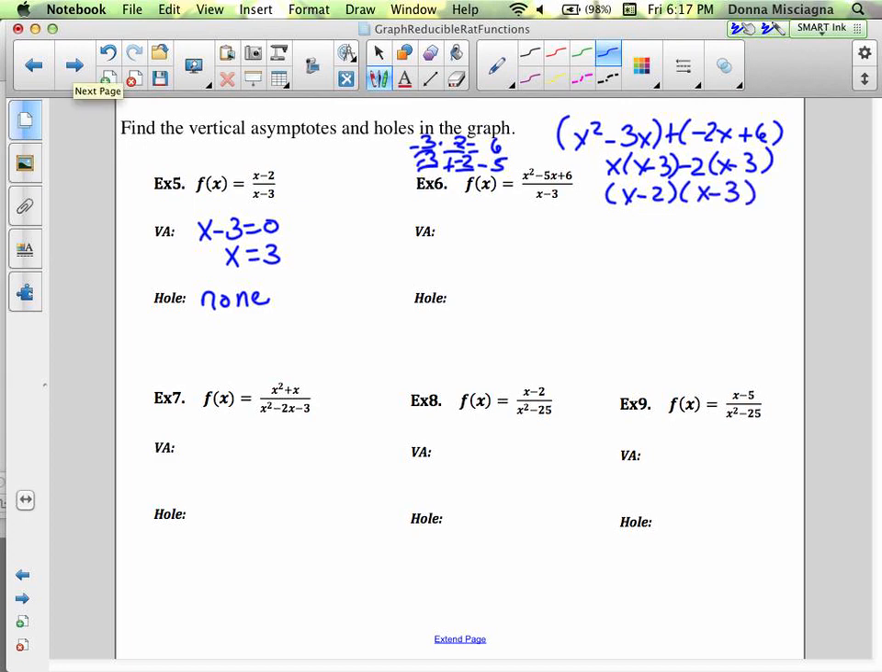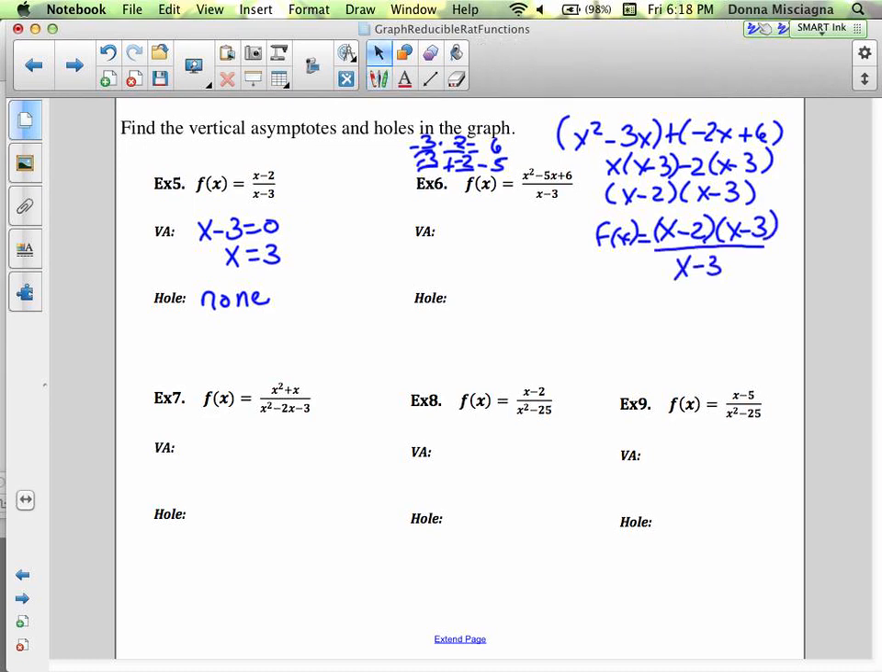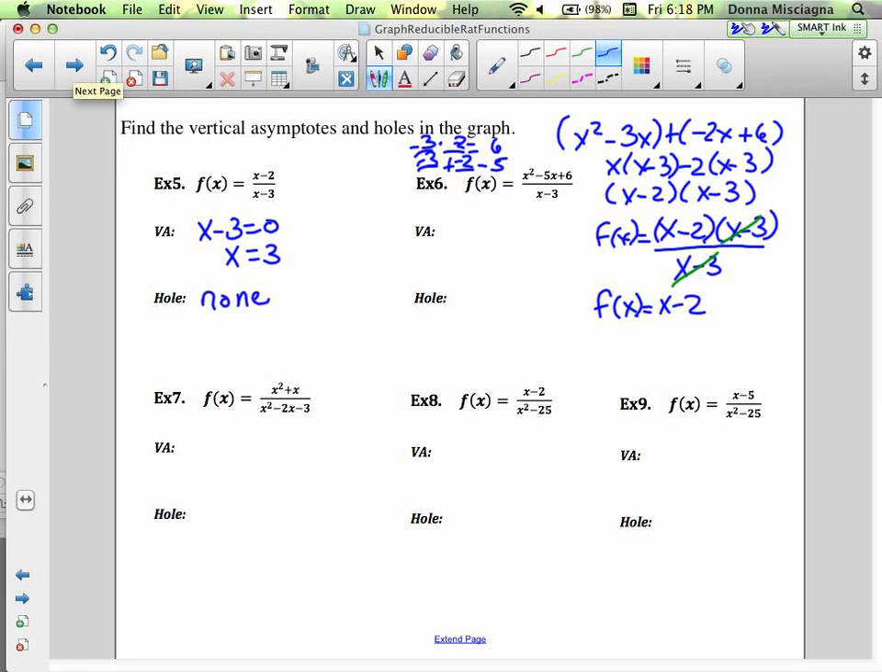All right, so that means our function here is x minus 2 times x minus 3, and we have x minus 3 in the denominator. Well, we could cancel that out. So now if we cancel out x minus 3, our function is now just x minus 2. That's all that's left. But I can't include 3. Even though we don't see it in the reduced form, it was there in the original. So if it's there in the original, we can't include it. All right, so we have no vertical asymptotes because there's no denominator left. There's nothing else set equal to 0.